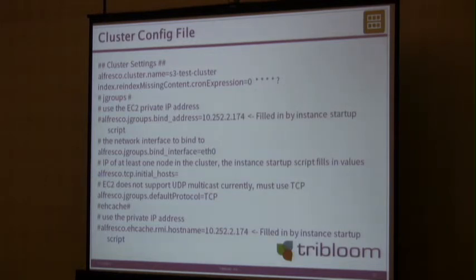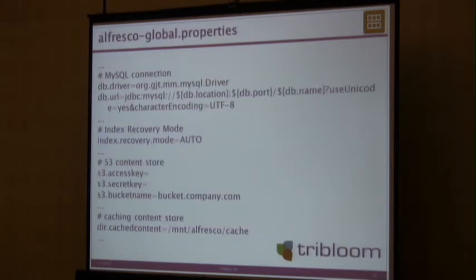The only other thing that's actually probably of interest here is the Alfresco JGroups default protocol. EC2 does not support UDP, which is the default from JGroups, so we need to set that as well. So I'll move along from there.